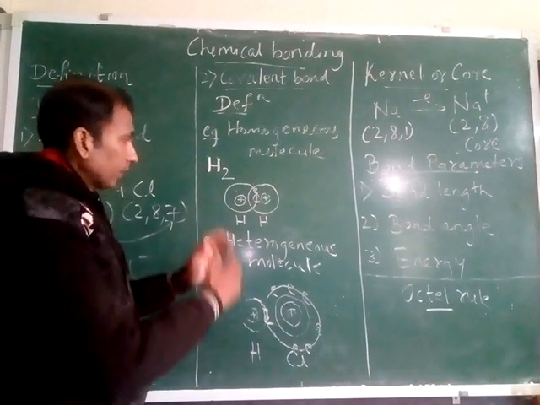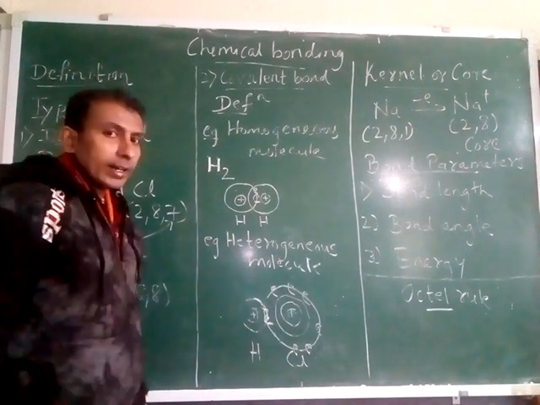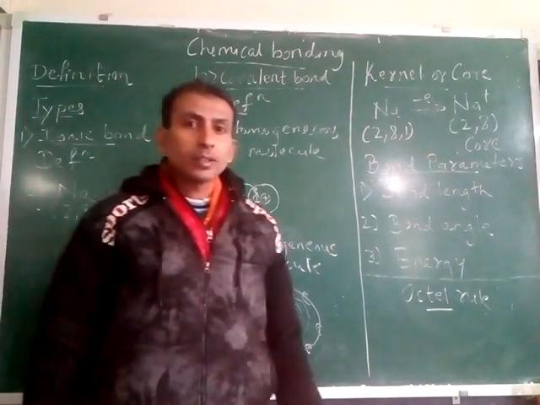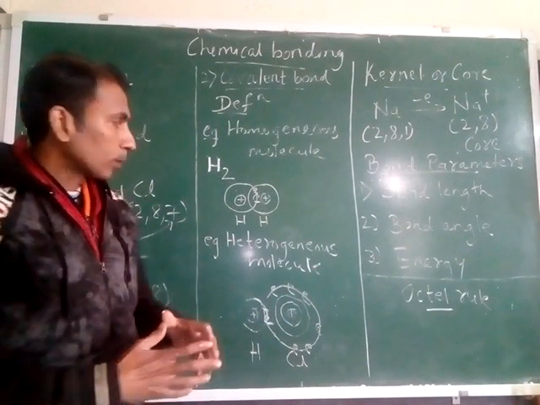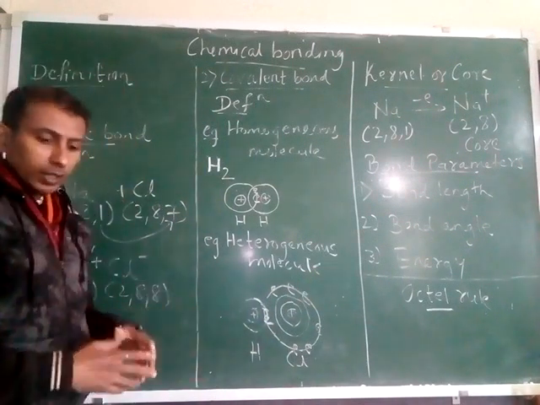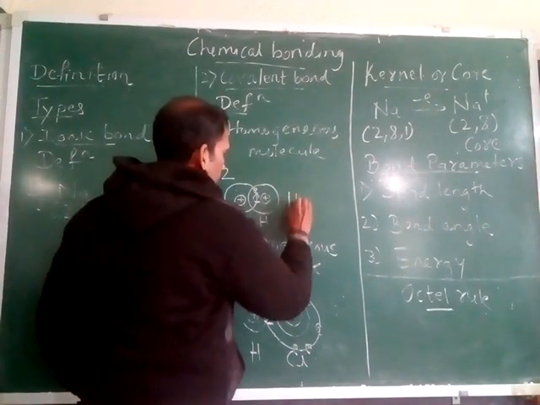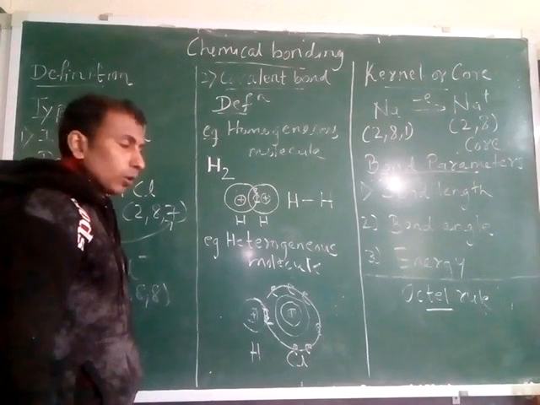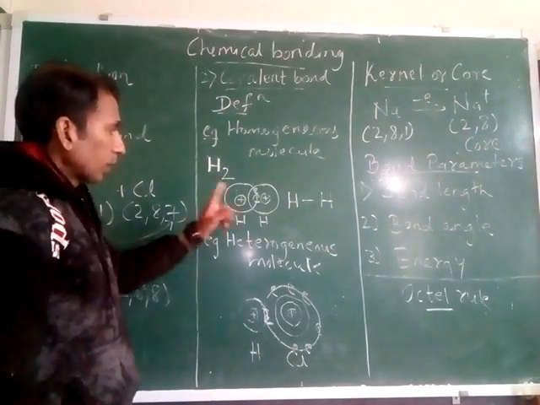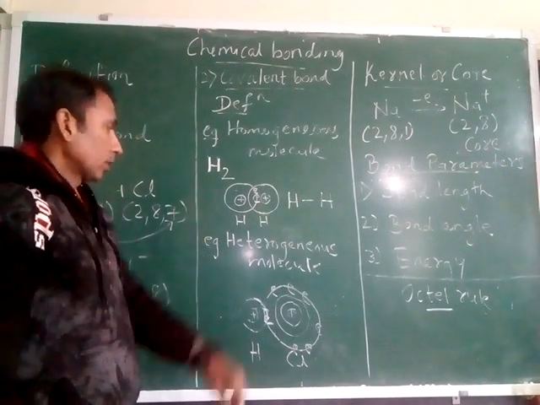So they will share their one electrons. After sharing, both the hydrogen atoms are completing their duplet. So sharing of electron, that's why the bond formed is covalent bond, and which can be shown like this. Okay, single covalent bond, because one pair of electron is shared. One pair of electron is shared means one covalent bond.